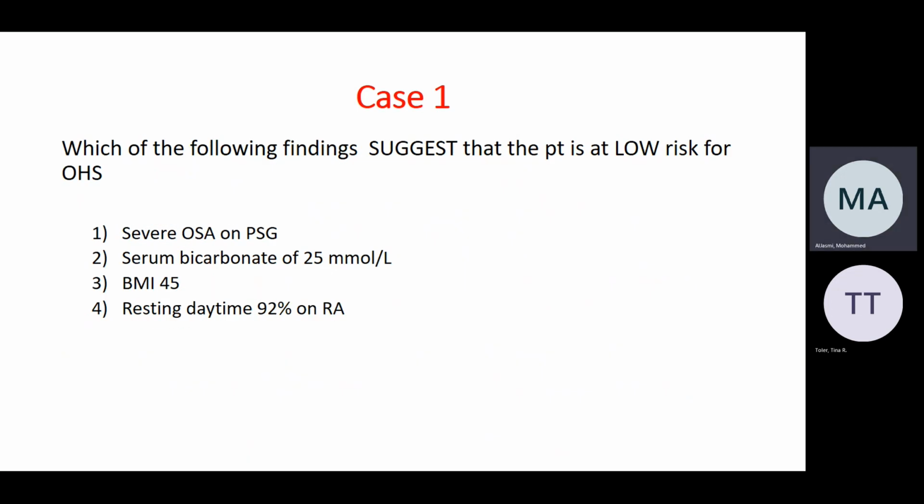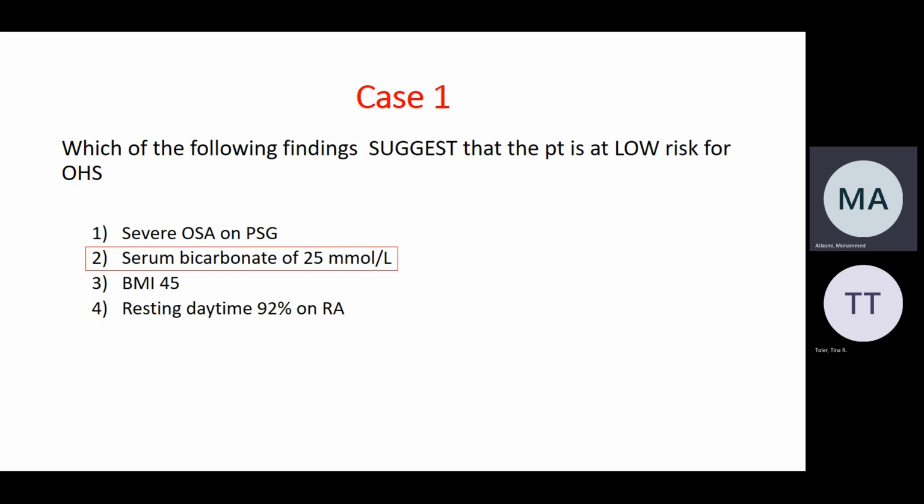Okay. So which of the following findings suggest that this patient is at low risk for obesity hypoventilation syndrome? Low risk. Yes, severe OSA on PSG, serum bicarb of 25, BMI 45, resting daytime saturation of 92% or more. It is number 2. Okay. So why do you think it's number 2? What is the cutoff? Yes, this is 27.